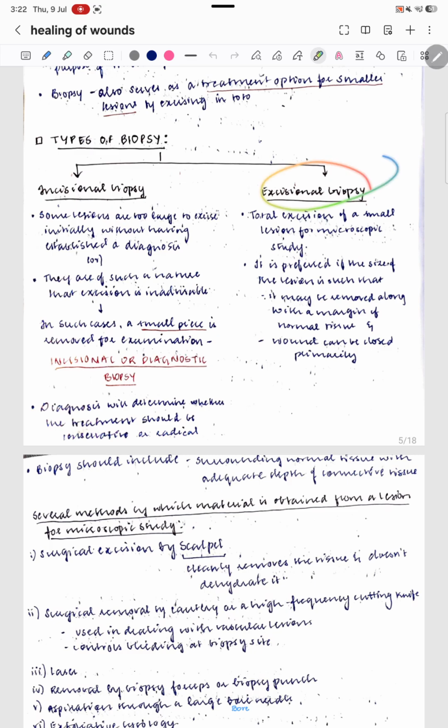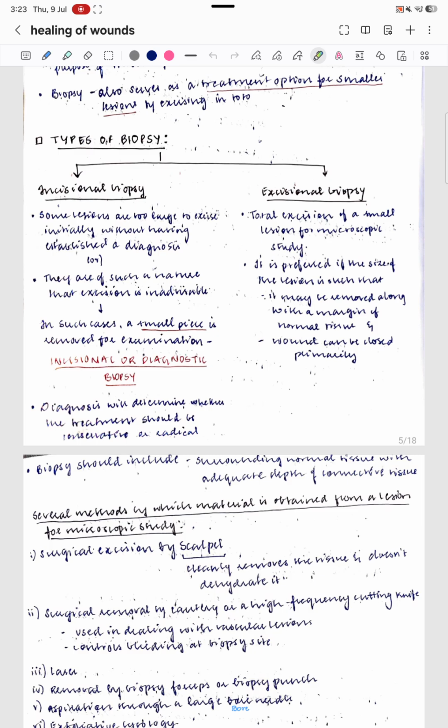Then what is excisional biopsy? Excisional biopsy is of a small lesion, for microscopic study. It is preferred if the size of the lesion is such that it may be removed along with a margin of normal tissue, and the wound can be closed primarily. So usually excisional biopsy is done for smaller lesions where the whole lesion is removed in one shot, and both treatment and diagnosis occur in this type of biopsy.